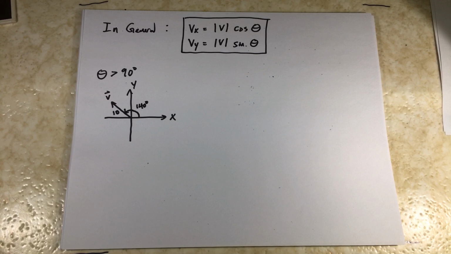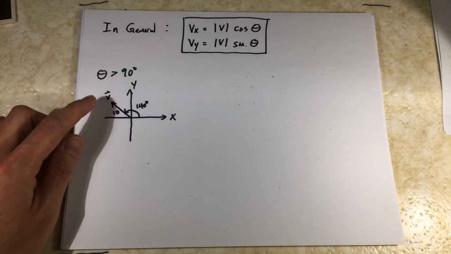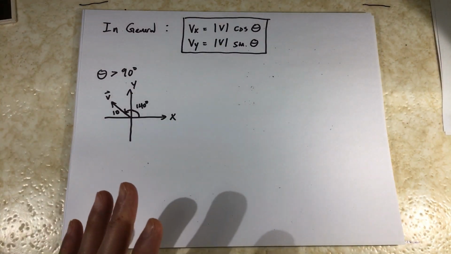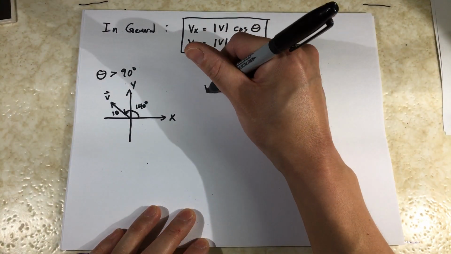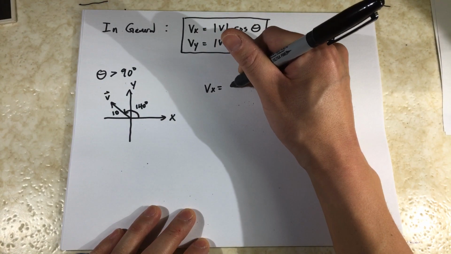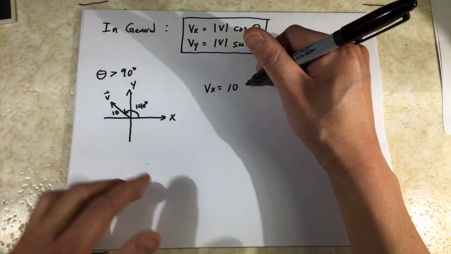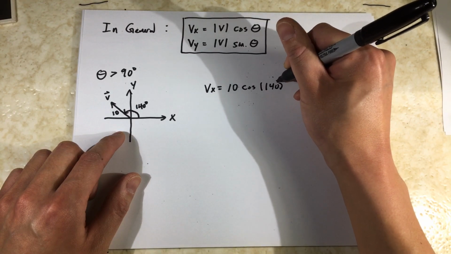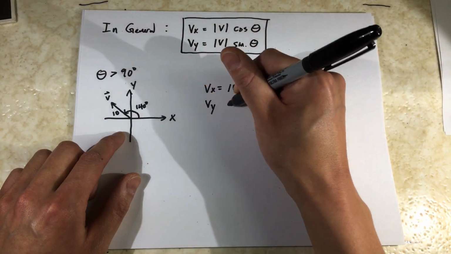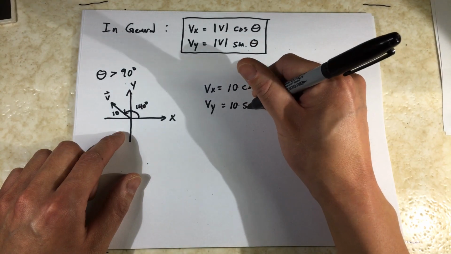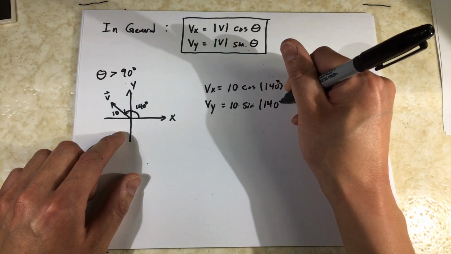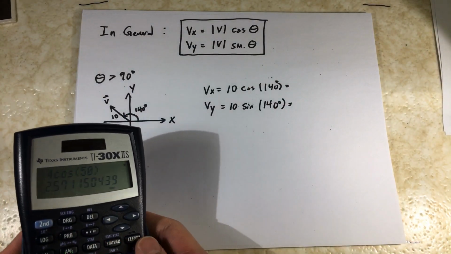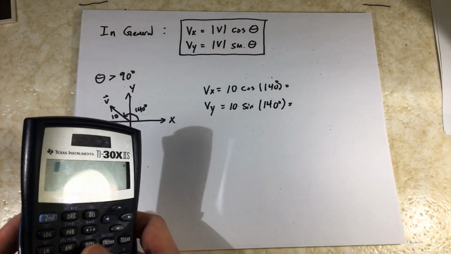All right. So I'll tell you that even though this angle is greater than 90, these equations will still work. If you were to just use Vx is equal to the magnitude 10 times cosine of 140 degrees, and Vy equals 10 times the sine of 140 degrees, you'll get the correct answers, because that generally works. So let's see if we can calculate this.